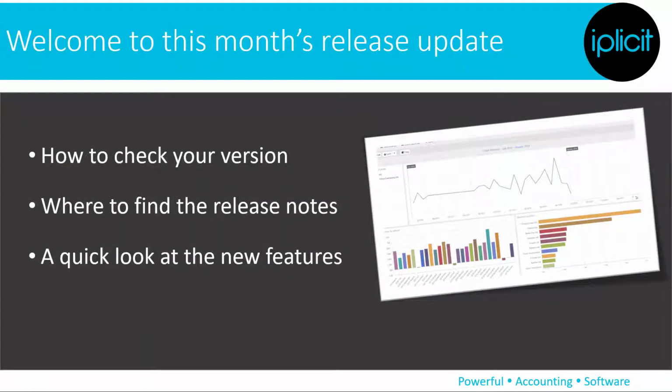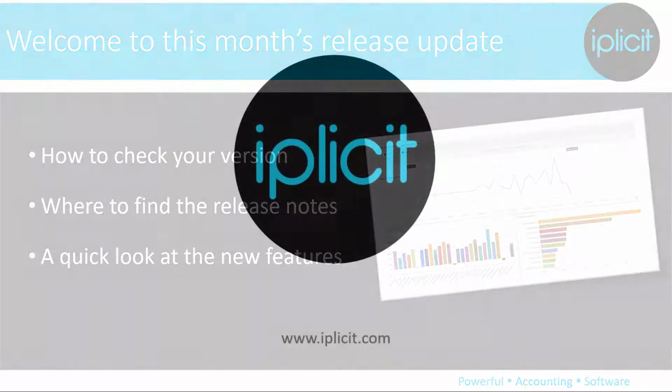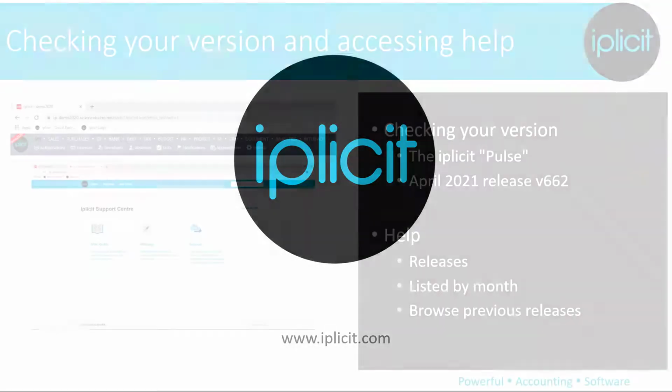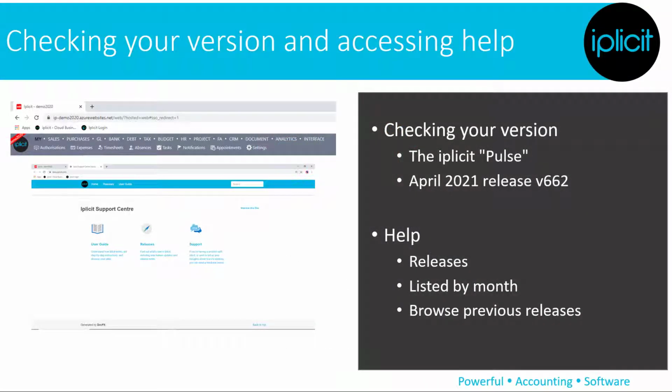In today's video, we're going to take a look at how to check your version, where to find the release notes, and take a brief look at some of the new features and enhancements. To find out what version you're on, head over to the pulse and the version number will be displayed at the bottom of your screen. To find this month's release notes, as well as the prior month's release notes, head to the iplicit Support Centre.